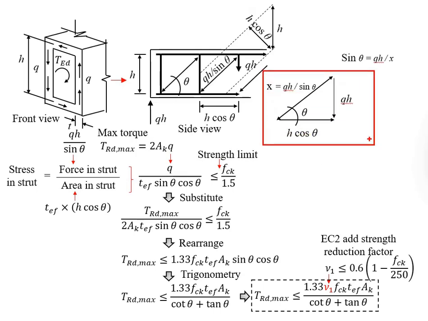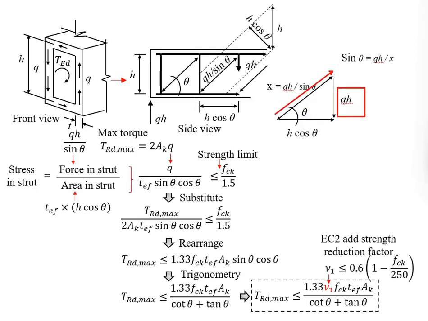Based on the principles of trigonometry, sine theta will be equal to QH divided by this Pythagoras h, assuming this length is equal to x first. Rearrange the formula. Bring sine theta to one side and bring x to the other side. Now you know this length will be equal to QH divided by sine theta, which is this one.